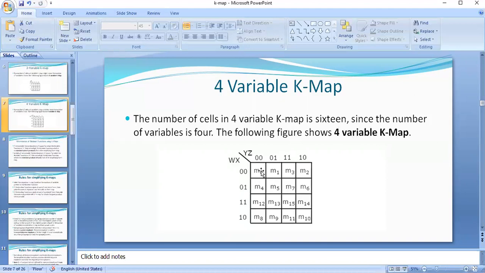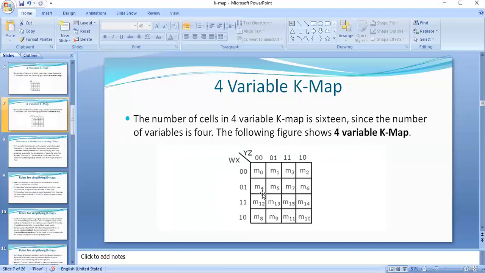For minterm 0, what are the adjacencies? M1 is adjacent, M4 is adjacent, M2 is also adjacent, and M8 is also adjacent, because they differ in only one bit position. So we say corners are also adjacent in the K-map: 0 and 8, 0 and 2, 0 and 1, 0 and 4 are all adjacent.